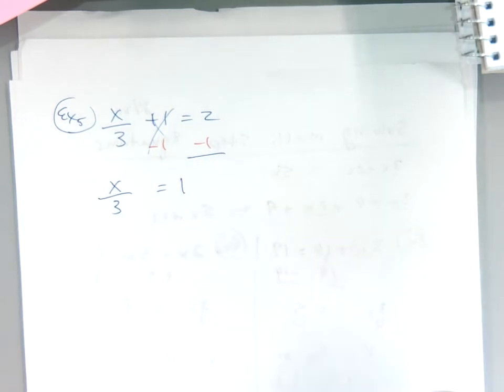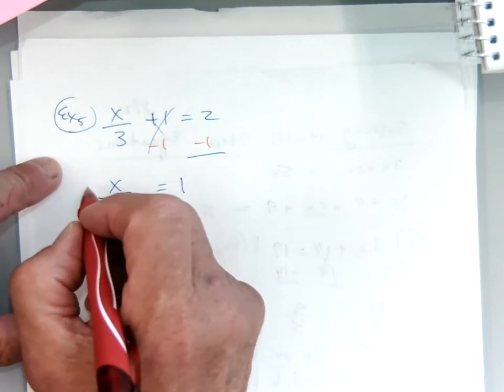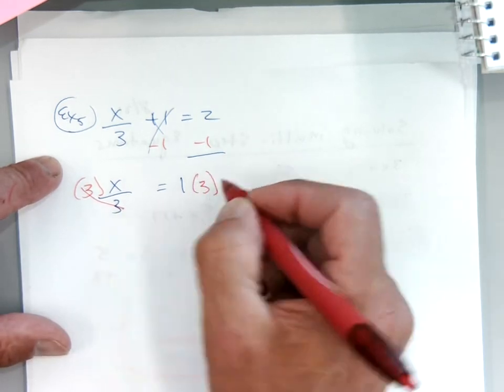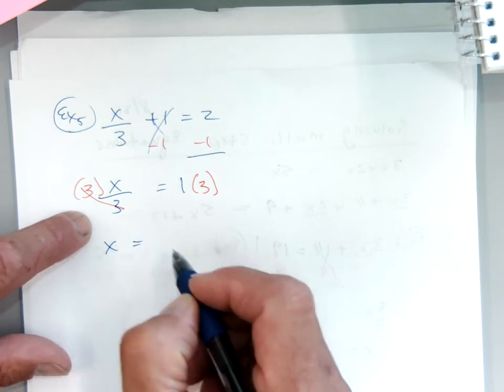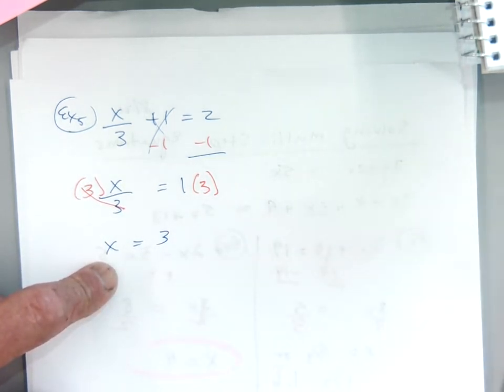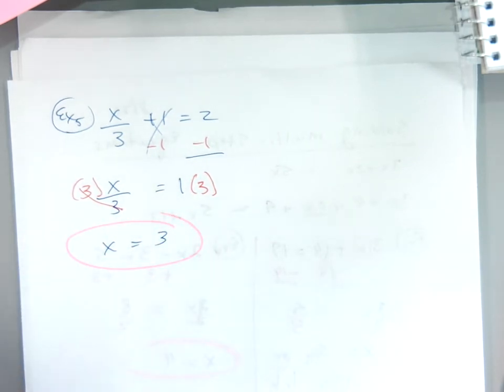And then what I did was I did the opposite of divide by 3, which was to multiply by 3 on both sides. Multiply by 3. 3's cancel. X is by itself. And 1 times 3 is 3. Okay, again, if I get going too fast, just pause the video and you guys can go ahead and start again.